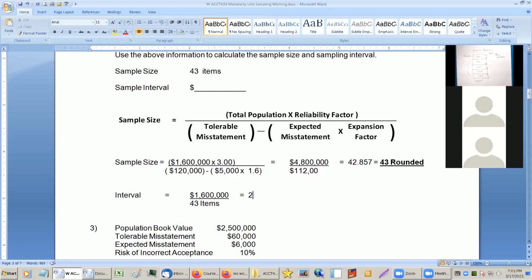So this will be the interval. So the first one that crosses 37,209, we pick. The next one that crosses, what, 74,418.60 or something, whatever it comes out to, that'd be the next one, and so on and so forth.